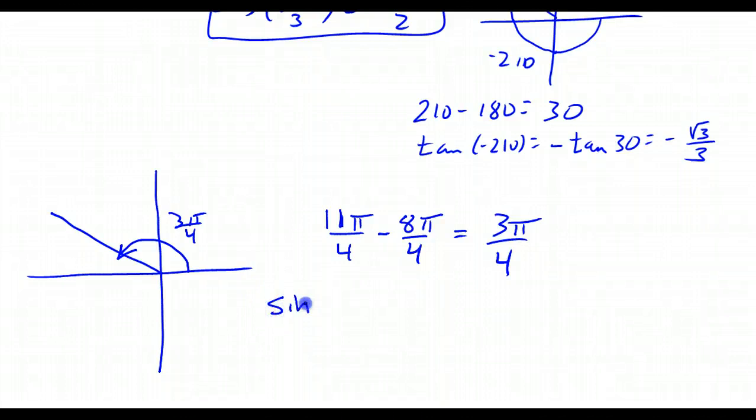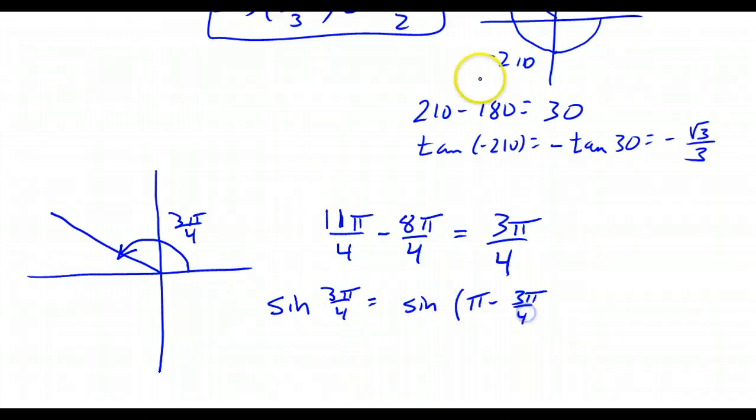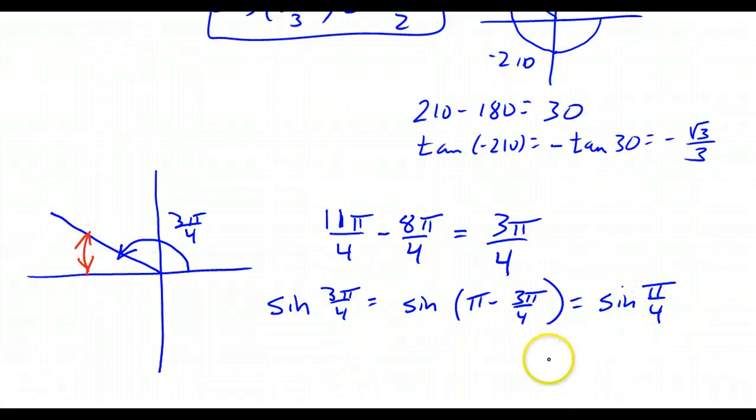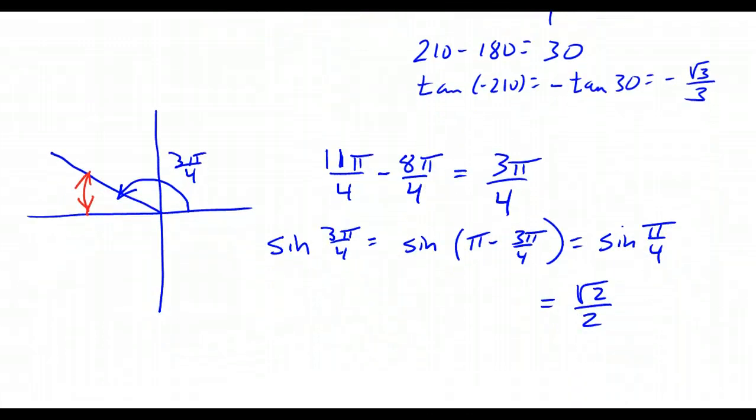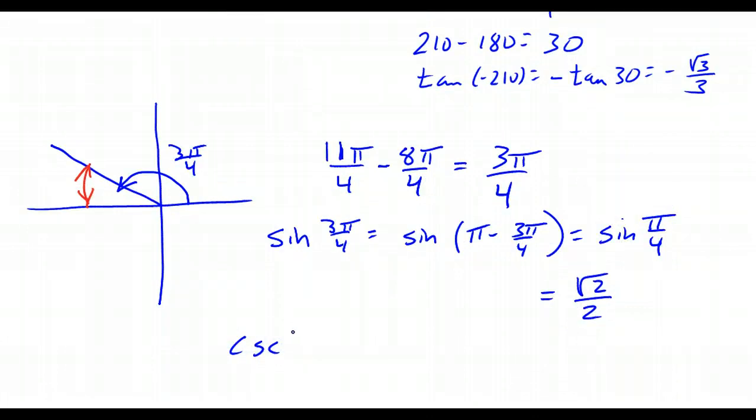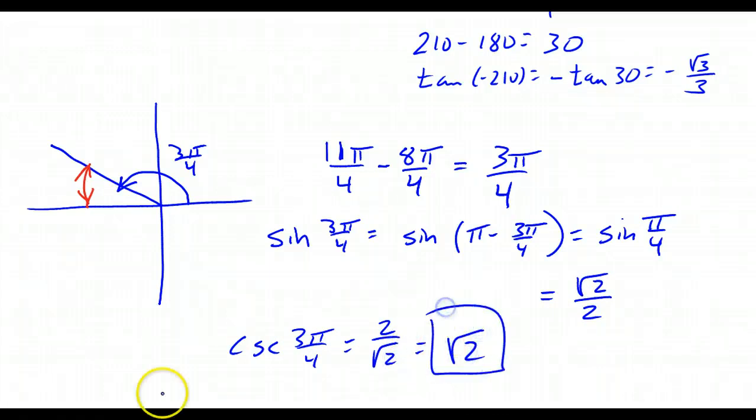So the sine of 3 pi over 4 is equal to the sine of pi minus 3 pi over 4, because our reference angle we get by subtracting from pi, which makes it equal to the sine of pi over 4. And it's positive because sine is positive in the second quadrant. So the sine of pi over 4 is root 2 over 2. Now remember, we're not looking for sine, we're looking for cosecant. And so the cosecant of 3 pi over 4 is the reciprocal of that. And if you rationalize that, you're going to get root 2.